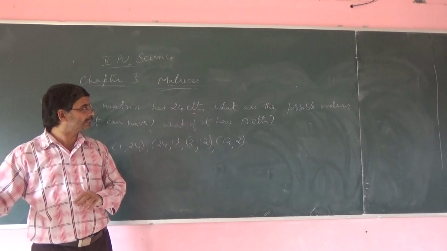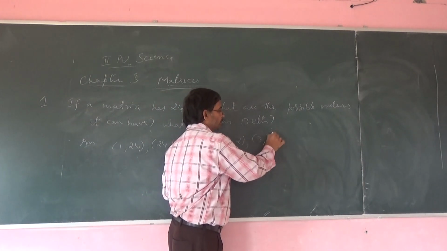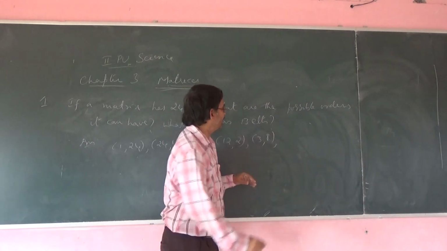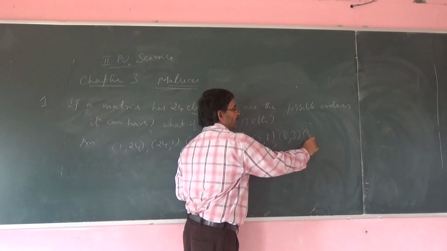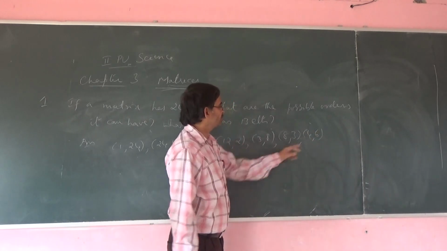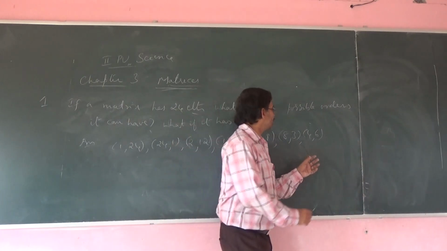Then we can start with 3. So 3 into 8, the product should be 24. Same way, 8 into 3. Next we can start with 4. So 4 into 6, 24. Same way you can have 6 into 4.